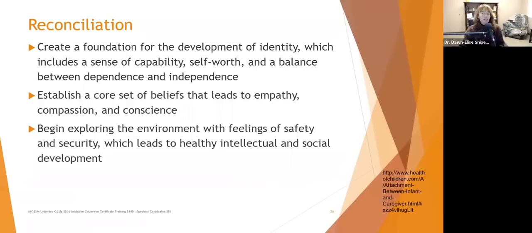Help them establish a core set of beliefs. What do they believe that leads to empathy, compassion, and conscience? Again, start with themselves. They need to develop self-empathy, self-compassion, and awareness of how what they do impacts them, and then expand that to others.